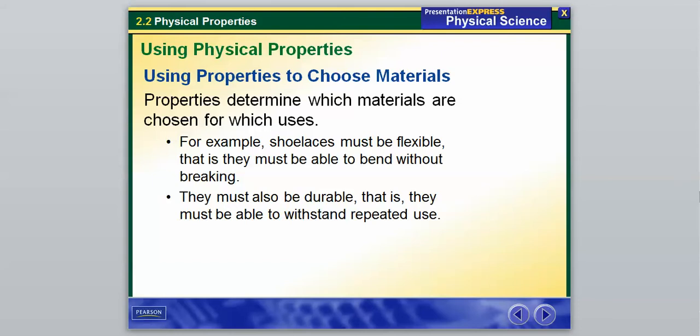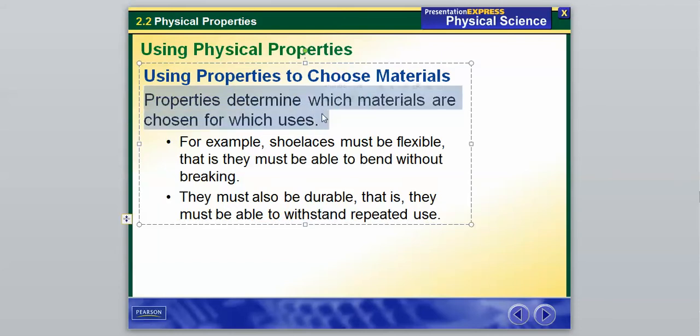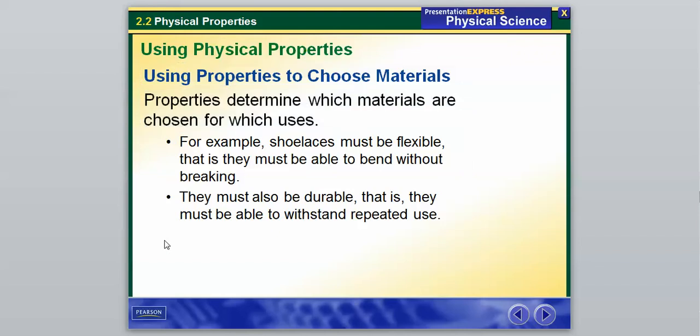The next one, this is probably one of the biggest ones, is that properties can determine which materials are chosen for which uses. So this is really important. The example they give is that shoelaces must be flexible, that is, they must be able to bend without breaking. They must also be durable, that is, they must be able to withstand repeated use. So when you choose material for a shoelace, you're not going to want to pick something really rigid that can't move much, because if it gets stepped on, maybe it'll break. So you have to find something that is flexible and durable. What would be a good material, using its physical properties, that is both flexible and durable? That is a really practical use for knowing those physical properties.